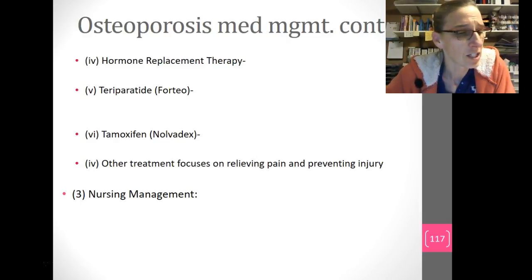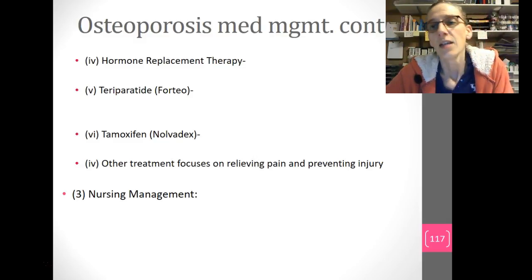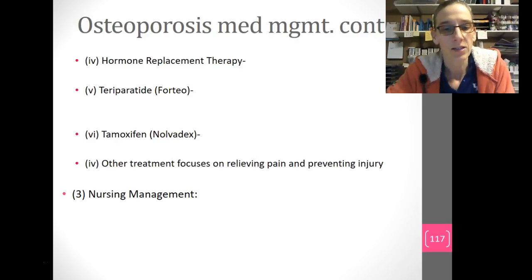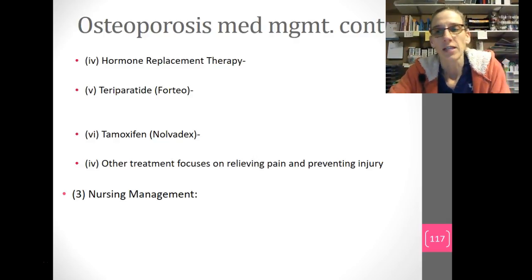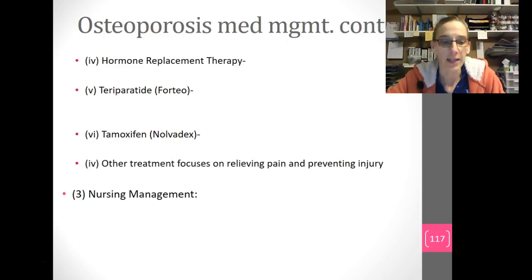Nursing management is going to include things like a well-balanced diet high in calcium and vitamin D, as well as proteins to prevent osteoporosis, and promoting activity that helps bone formation, such as weight-bearing exercises and walking. Even just walking is a weight-bearing exercise. Regular weight-bearing exercises are a great thing that you can do.